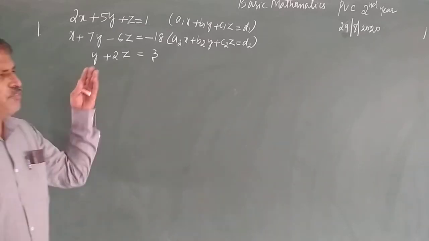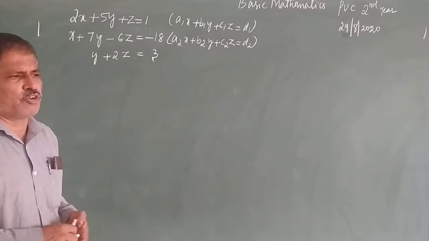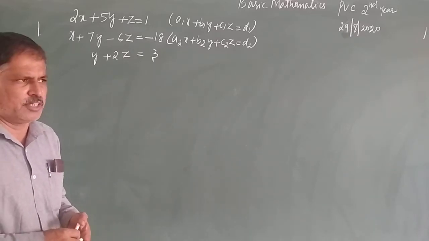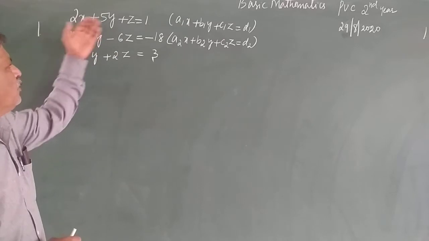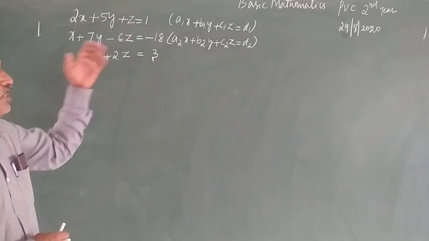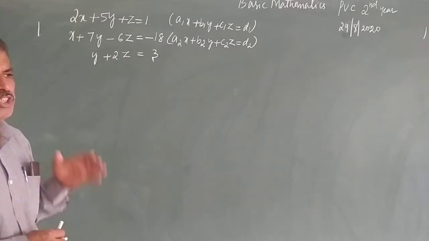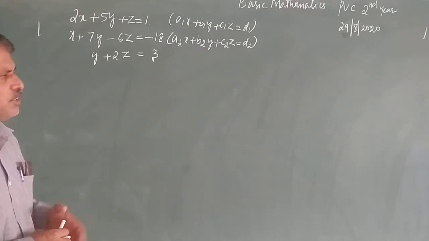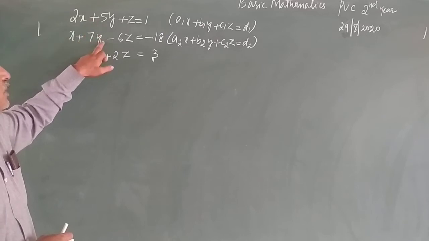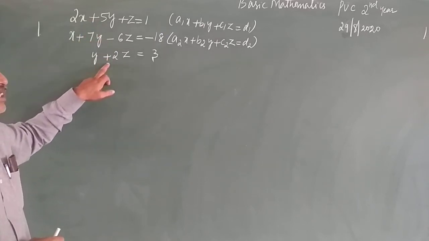Still, we continue with the problem based on Cramer's rule or determinant method. An equation in which three unknowns are there. Whenever there are two unknowns, there should be two equations. Whenever there are three unknowns, definitely there should be three equations. Among that, this is the first equation, this is the second equation, and this is the third equation.